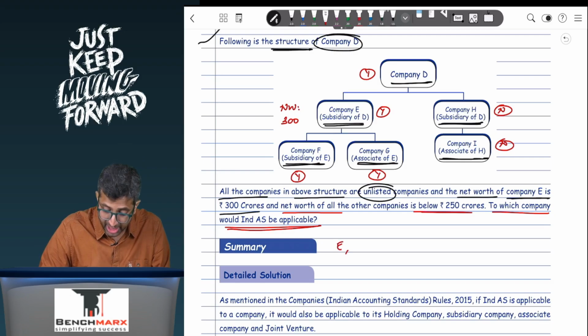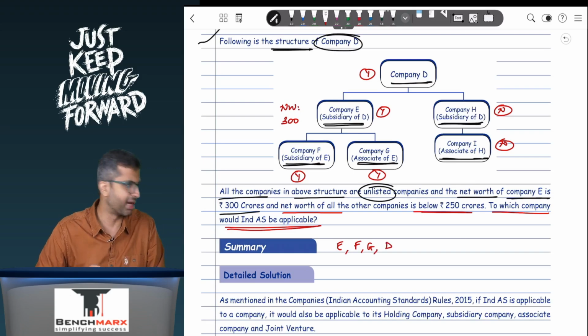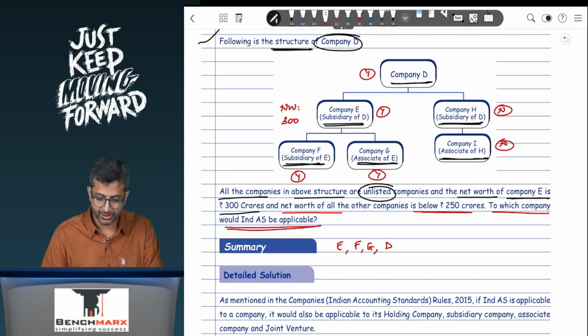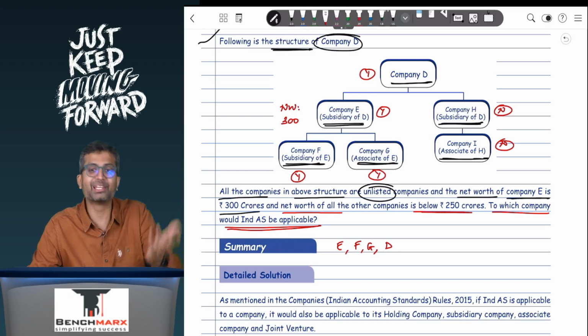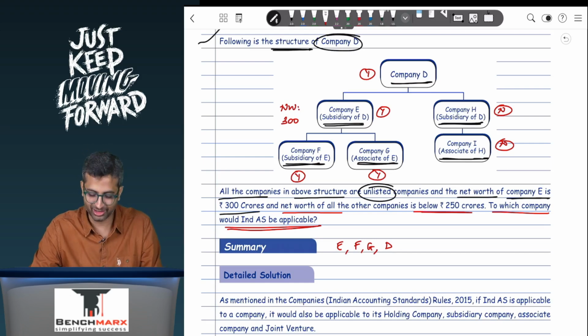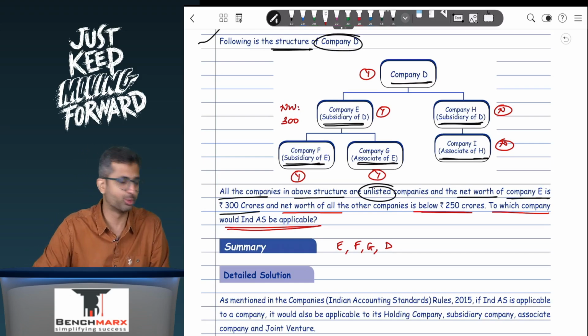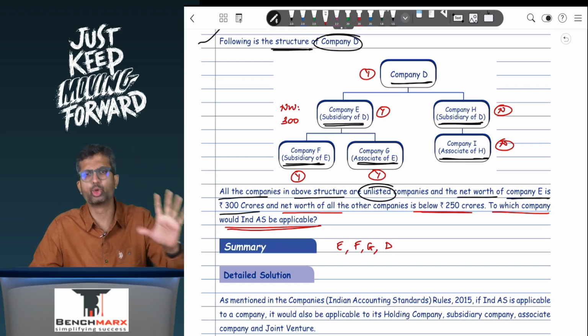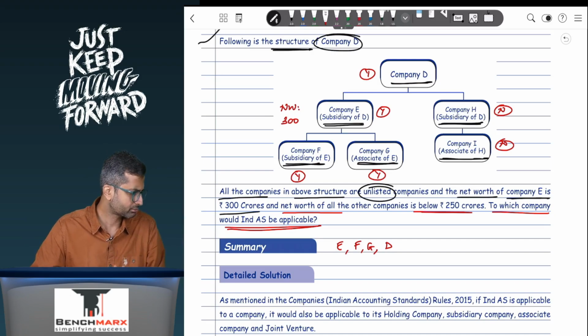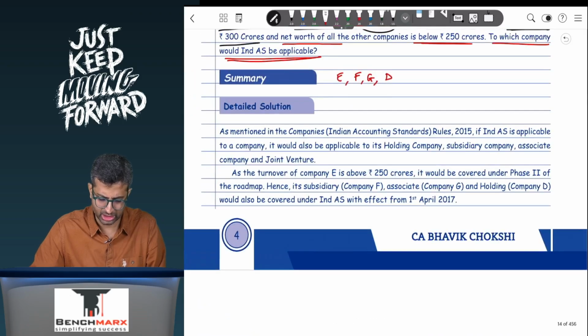Obviously, company E, direct applicability, and then F, G, and D, derived applicabilities. So, E, F, G, D, that is right. I can see most of you have got this correct, but you have not written E. A lot of people have written D, F, and G. E is the main applicability, so E has to be written. So these are the companies to which Ind AS will apply. Obviously, H and I, if you want, you can voluntarily follow Ind AS. So Ind AS is not mandatory. Are we clear with this? Yes. Okay. So this is question number 6.